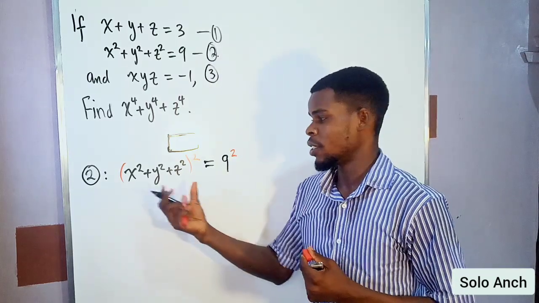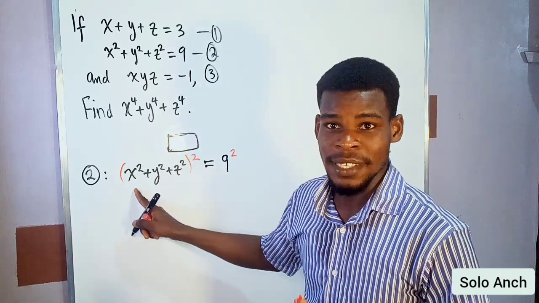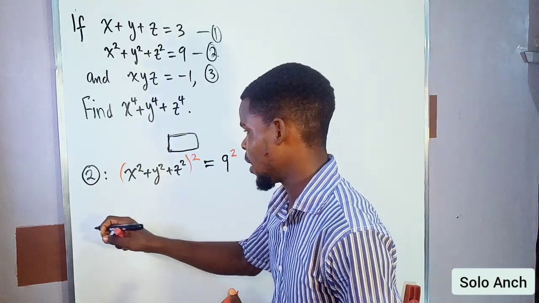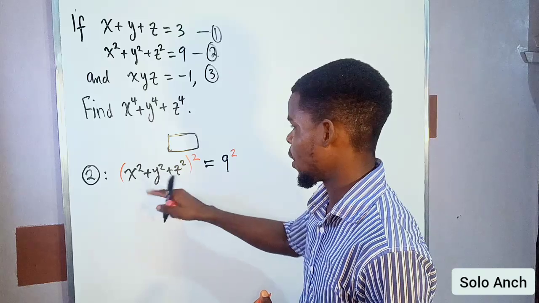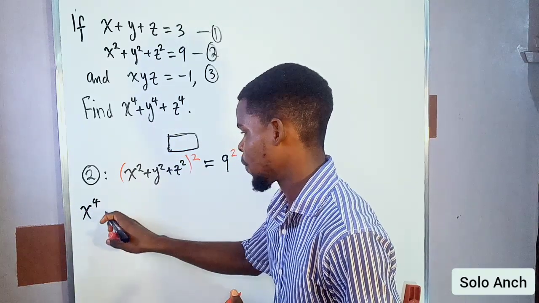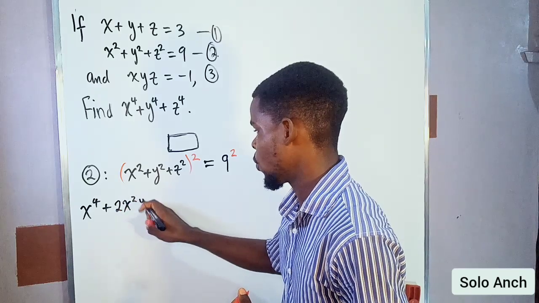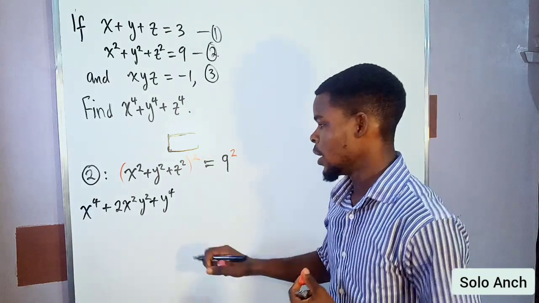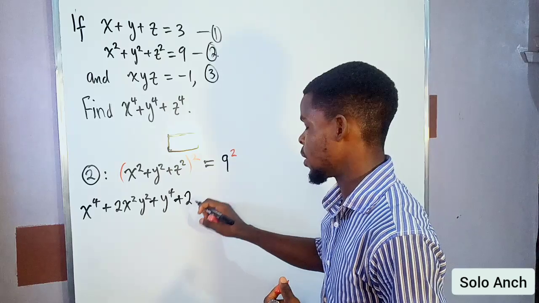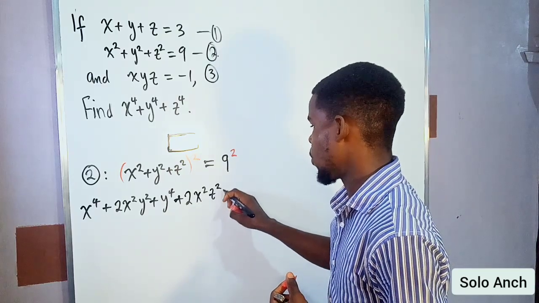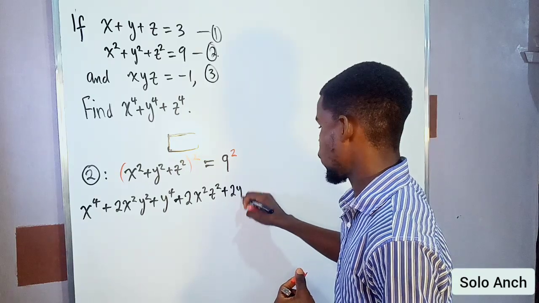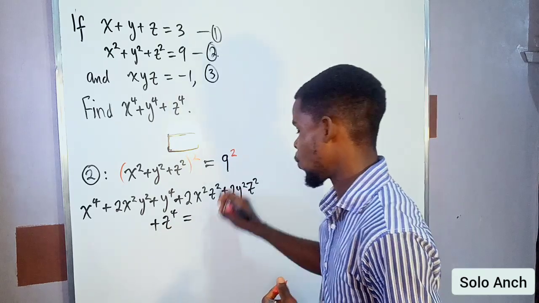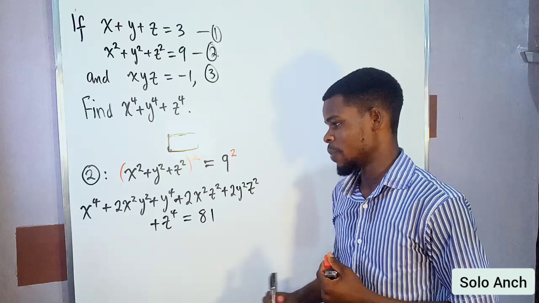Good. So let's expand the trinomial on the left. So when we expand this, this is going to be x to the fourth power plus 2x squared y squared, then plus y to the fourth power. Good. That's not all. Then we have to continue, but this is going to be 2 times x squared z squared plus 2 times y squared z squared, and then plus z to the fourth power, and then we equate this to 81 on the right. So that's what we get when we expand that, hopefully.